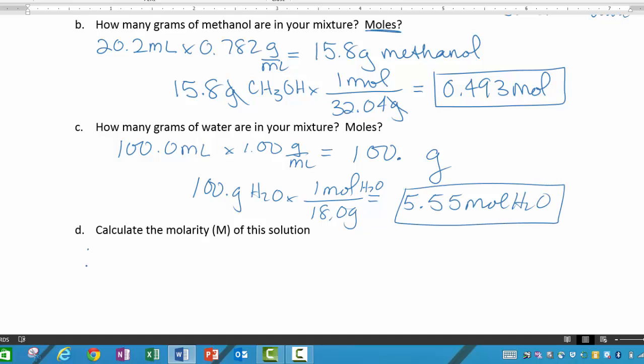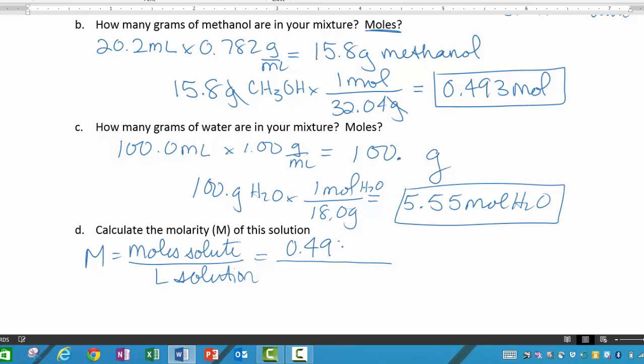Okay, the molarity of the solution. Molarity is moles of solute over liter of solution. And this might seem like a really easy problem, but I imagine what's tricky about it is which moles, making sure you use the right moles and the right volume, because you're given 3 volumes and 2 mole values. So as far as moles go, we want to use 0.493, because remember we said that methanol is our solute. So I'm going to use 0.493 moles of methanol, and then liters of solution.